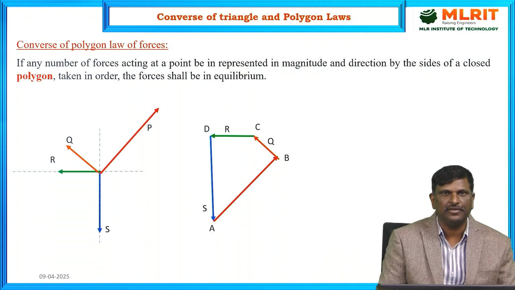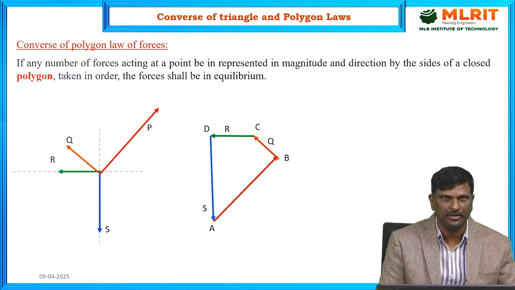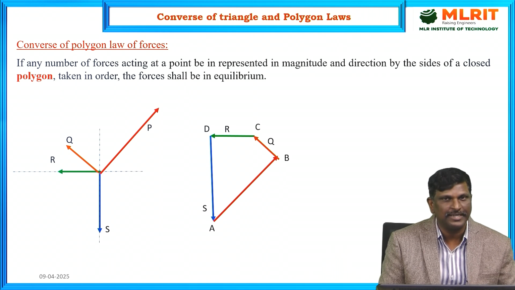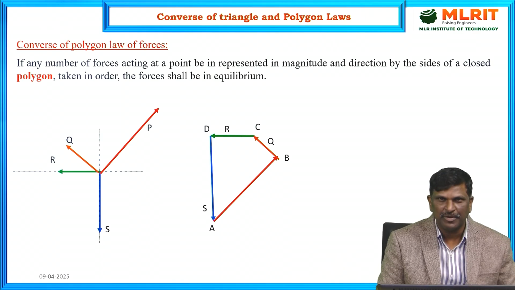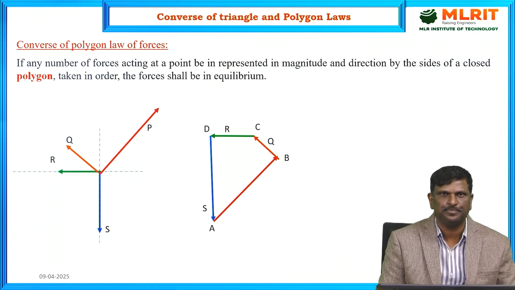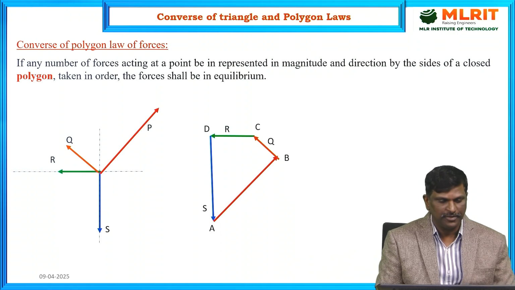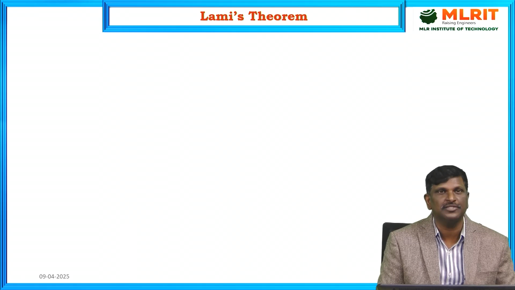The takeaway from the converse of triangle law and polygon law is, when the body is under equilibrium by the action of three concurrent forces, we'll get a closed triangle. If the body is under equilibrium by the action of more than three forces, we'll get a closed polygon. With this takeaway, let us move on to understand Lami's equation or Lami's theorem.